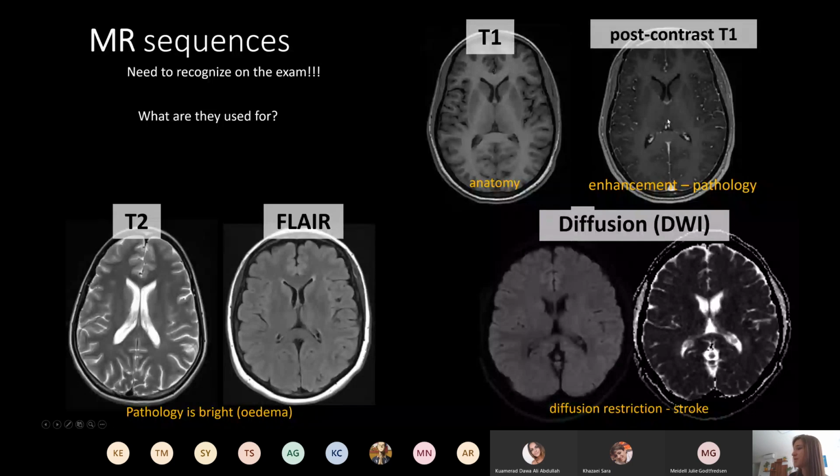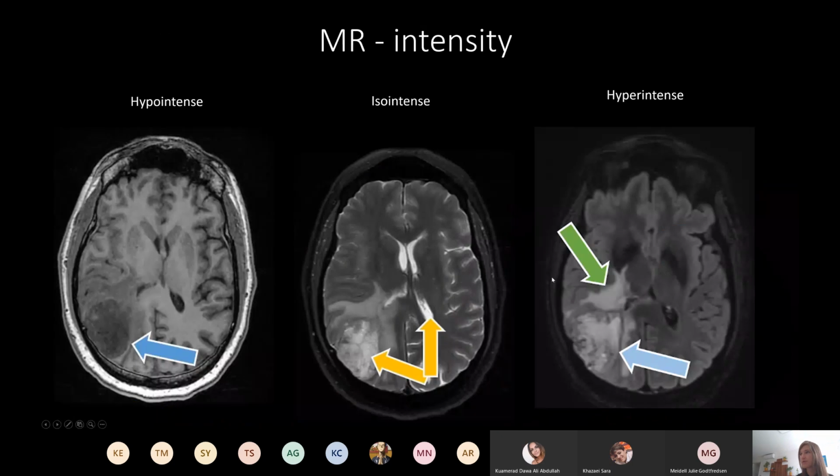T1 weighted image, so when there is contrast agent, you can tell that the vessels are bright, like here. And you use post-contrast T1 weighted images to show pathology when things can enhance, like tumors. Diffusion imaging, you use it in stroke, and I'm going to talk about it a bit later.